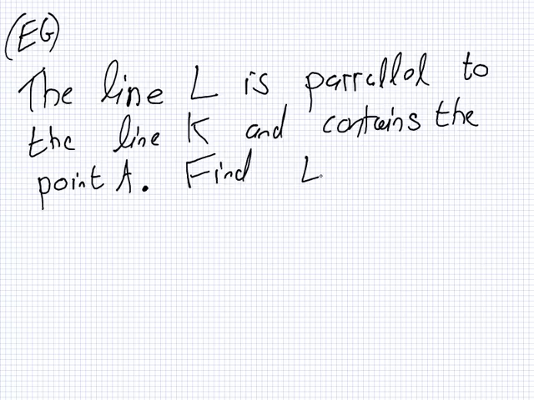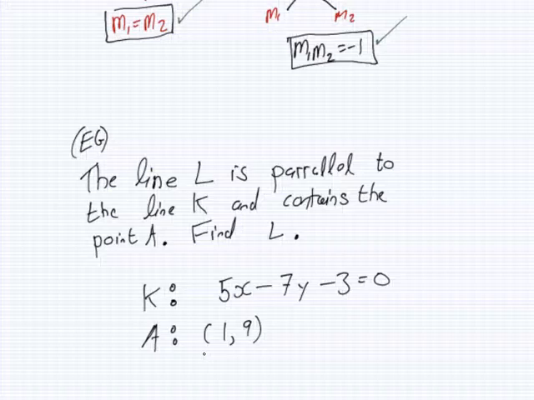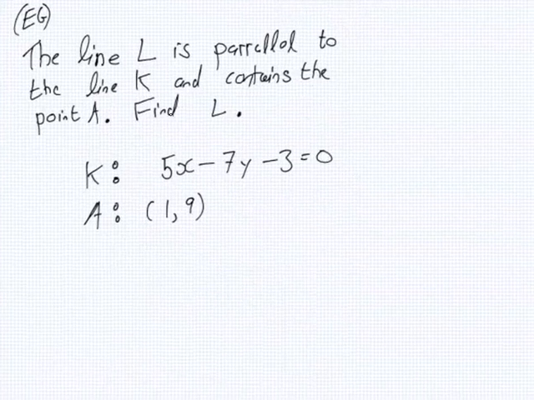Find L, the equation of L. So K, I tell you what K is: it's 5x minus 7y minus 3 equals 0, and I tell you what A is. A is (1, 9). So I'll just draw very roughly what we have here.